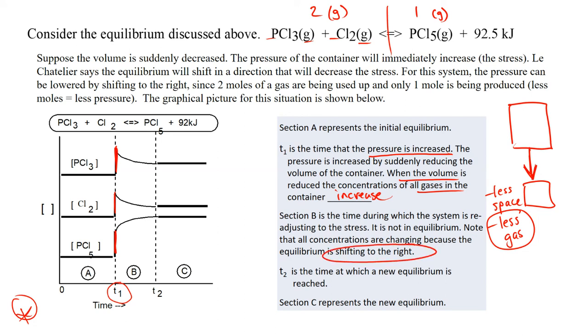If I shift to the right, then that means I'm going to get more of the things on the right, which is why you see over here the PCl5 curve increase its concentration. And when we're shifting to the right, we are using up some of these reactants, which is why you see their curves decrease and they go down in concentration. Eventually, we reach a new equilibrium at time 2, where things level out and they have constant concentrations.